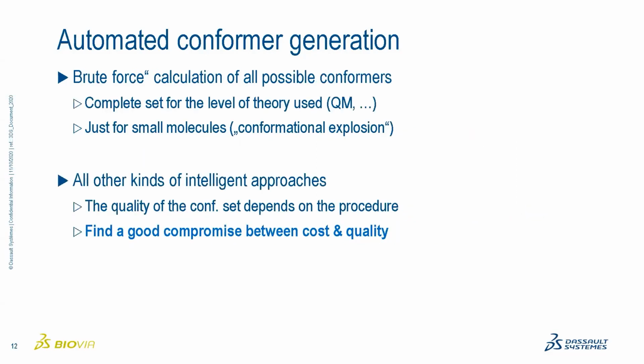So we can do brute force calculations. Theoretically, one could calculate the complete set of conformers on some level of theory. But for quantum theory, it takes too much time, it's too costly, and therefore you can only do it for very small molecules due to the conformational explosion. And you can use all kinds of other intelligent approaches, and there are a lot out there. But always the quality of the conformer set depends on the procedure that you're using. So you have to find a good compromise between the costs and the quality.